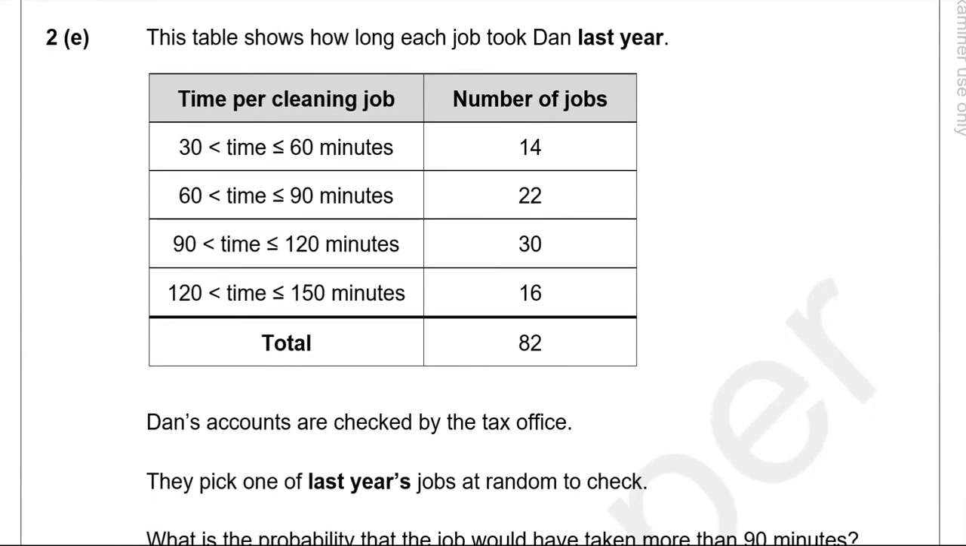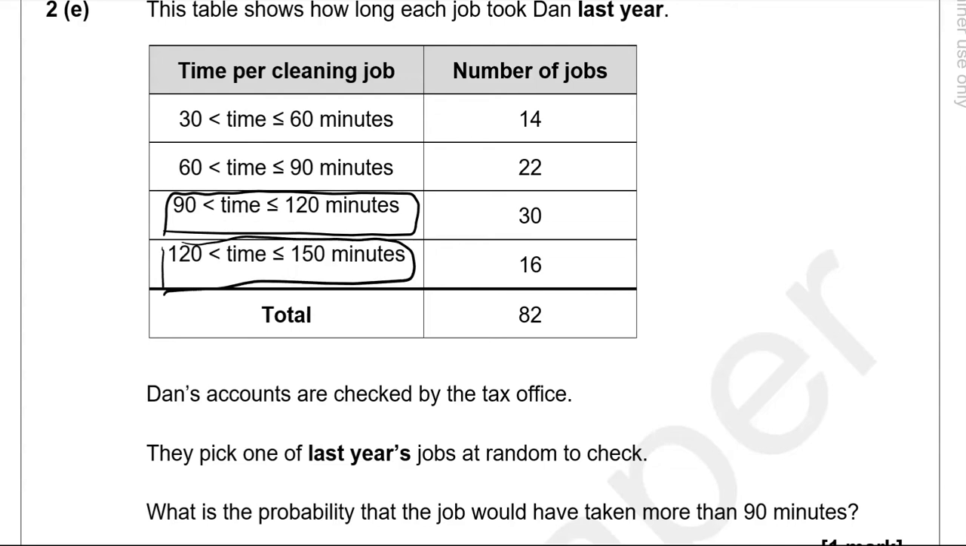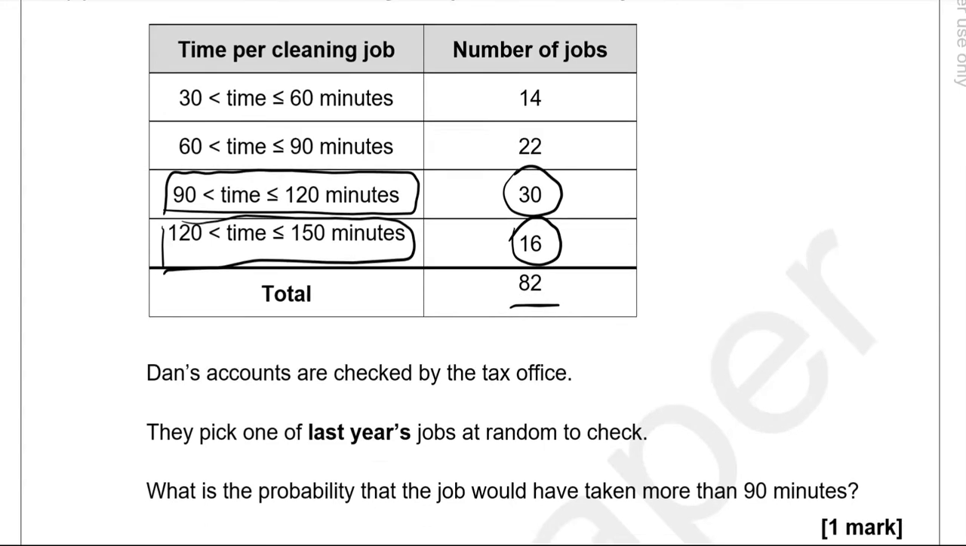This table shows how long a job took done last year. Dan's accounts are checked by the tax office. They pick one of last year's jobs at random to check. What is the probability that the job would have taken more than 90 minutes? So more than 90 minutes, it would be this range here and this one here. So that is 30 jobs and 16. That is 46 out of the 82.